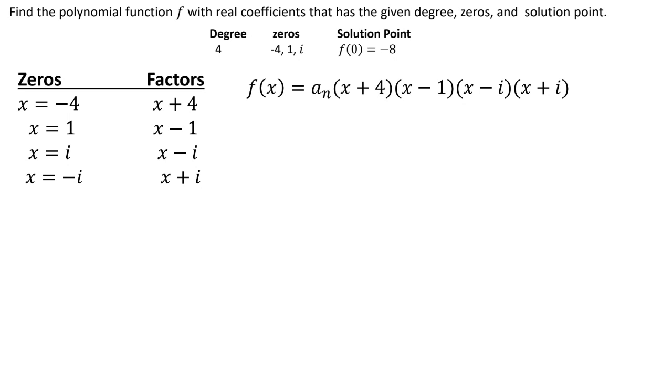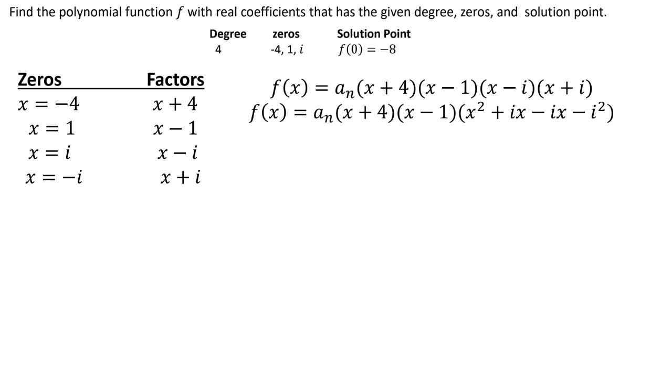So that's what I've done. I'm going to multiply all my linear factors, and again, I have a, a sub n, this leading coefficient that I still don't know the value of. We're going to find this value by using our solution point. But let's go ahead and first multiply our linear factors. So the first thing that I did is multiply x minus i times x plus i.